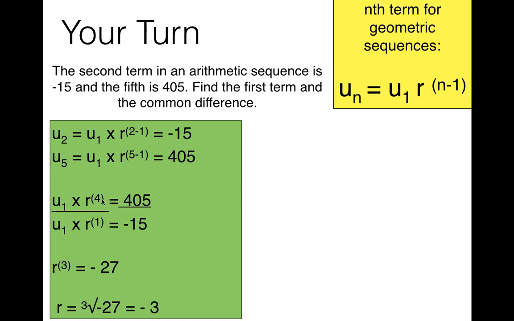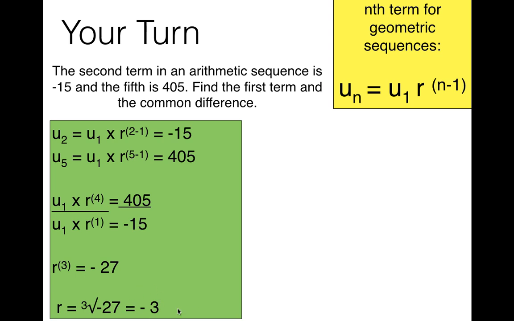When we divide indices, it becomes like this index is subtracting this one. So it actually becomes r to the power of 4 minus 1, r to the 3. And then we can divide 405 by minus 15, and it gives us negative 27. So r to the power of 3 gives us negative 27, and I don't want the power of 3 there anymore, and the opposite of the power of 3 is the cube root. So I cube root both sides, and the cube root of minus 27 is minus 3. Because minus 3 times minus 3 is 9, times minus 3 is minus 27. So I found the common ratio is minus 3.